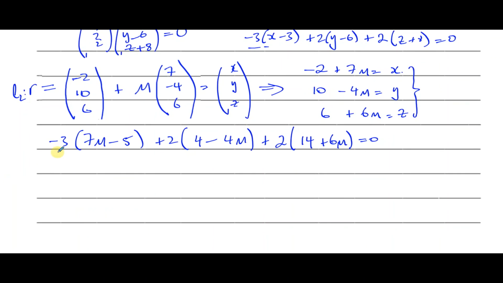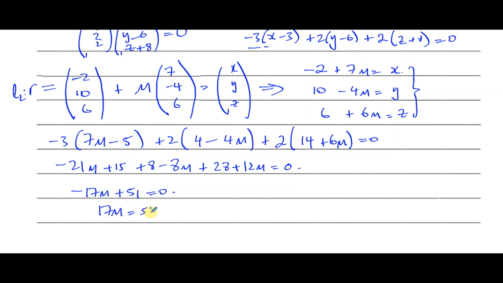So now I can find what mu is by expanding this. I have minus 21 mu plus 15 plus 8 minus 8 mu plus 28 and plus 12 mu equals 0. So you've got minus 21 and plus 4: minus 21 plus 4 mu is minus 17 mu, and 15 plus 8 is 23, 23 plus 28 is 51, so you have plus 51 equals 0. So 17 mu is equal to 51, therefore mu is equal to 3. So when mu equals 3, we're going to get to the point C on line 2.